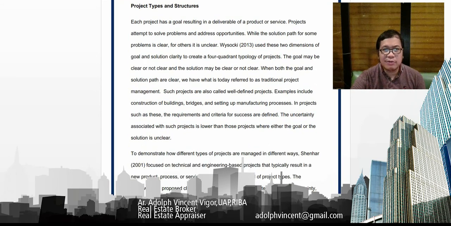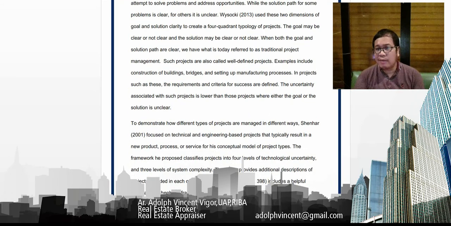So to demonstrate how different types of projects are managed in different ways, Shenhar in 2001 focused on technical and engineering-based projects that typically result in a new product, process, or service for the conceptual model of project types. The framework he proposed classifies projects into four levels of technological uncertainty and three levels of system complexity. The article provides additional descriptions of projects included in each of these dimensions.